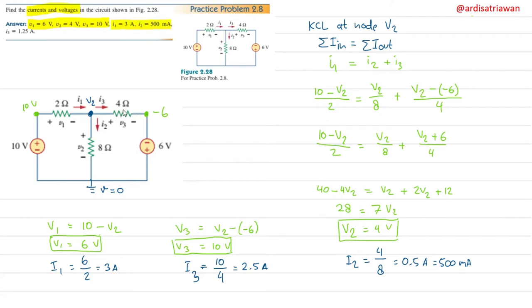Let's see. Yeah, our V2 is 4, and then yeah, we are right, 10 divided by 4 is 2.5, and I think the answer key is wrong. Okay, and I think this is enough for practice problem 2.8. Okay, now let's move on to the next problem.